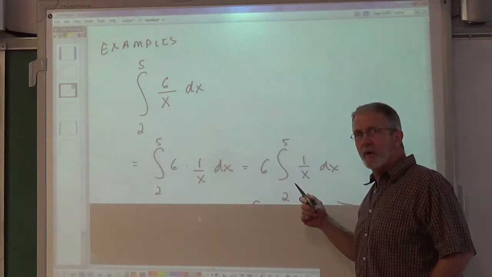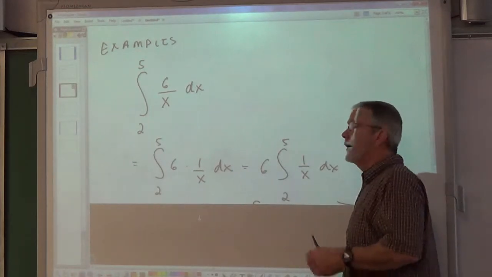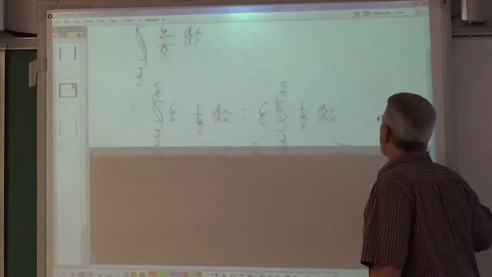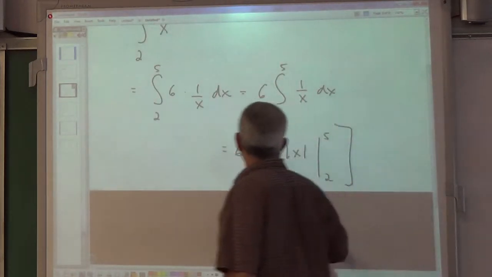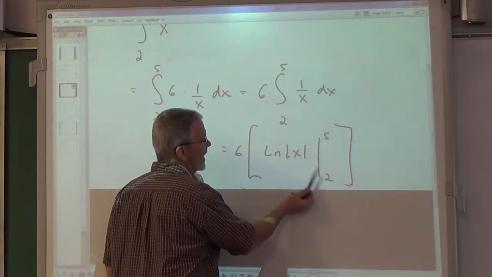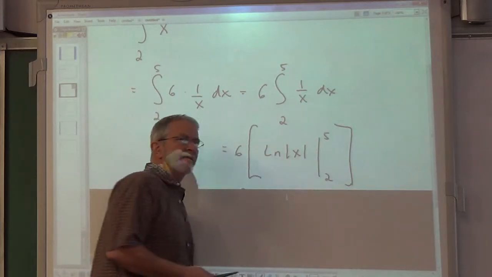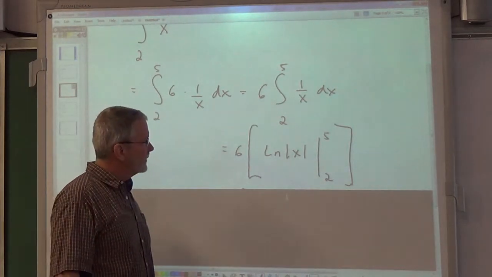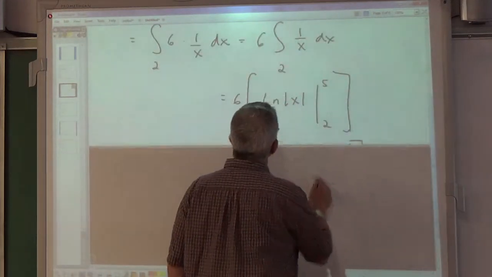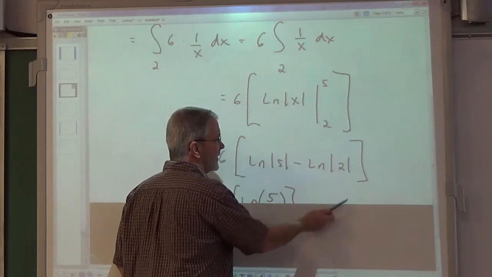What's the antiderivative of 1 over x? ln of x. No, ln of absolute value of x. So this simply is going to be then 6 times ln of absolute value of x evaluated at 2 and 5. And I'm going to employ fundamental theorem of calculus part 2. So this is going to be 6 times ln of absolute value of 5 minus ln of absolute value of 2.